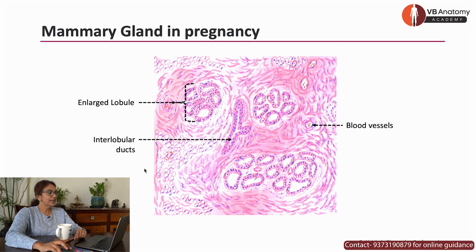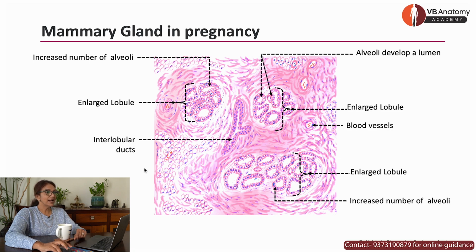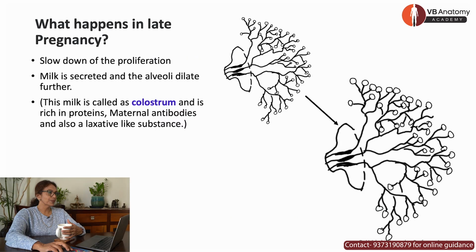So here's a clearly enlarged lobule, enlarged lobule, enlarged lobule. You can see alveoli increased in number. You can see that alveoli have lumen in it. At whose expense did they expand? They expanded at the expense of the loose areolar tissue. Remember, we had kept that there for expansion. And the intralobular connective tissue is reduced, and there's an increase in the amount of adipose tissue.